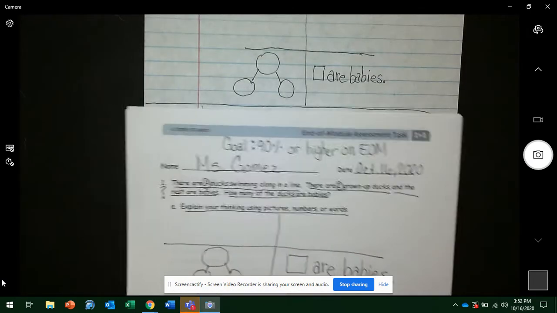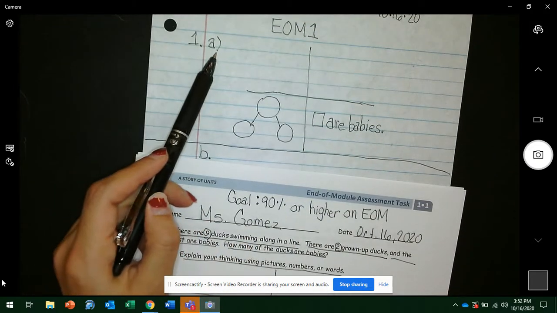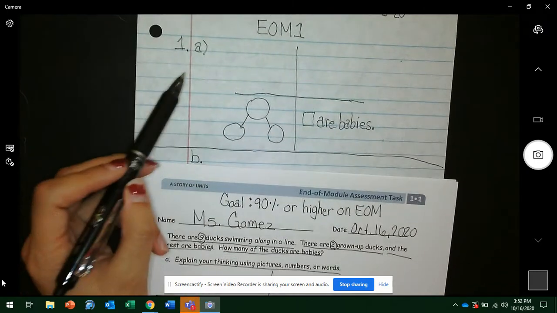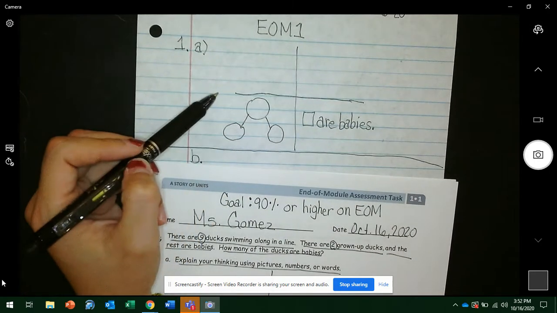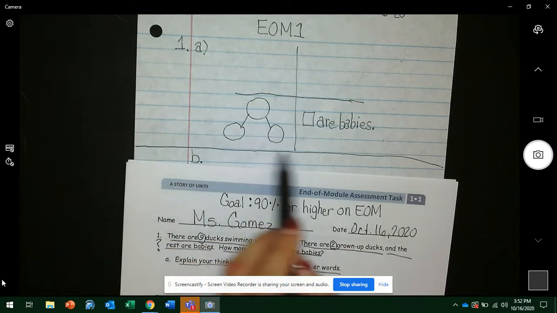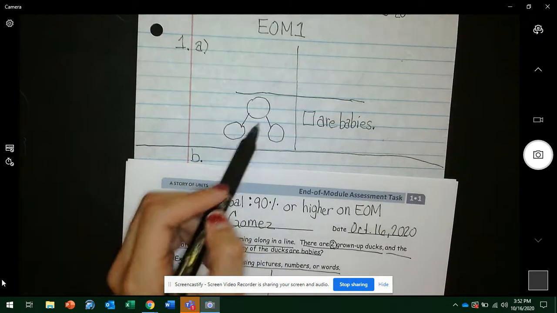If you're doing it on line paper, this is how it should look like. You would have number 1, A. Please label your questions appropriately so I know which question I'm grading. Go ahead and do your math T-chart as well. Do the same thing and then make a big line under so that we know that you're moving on.